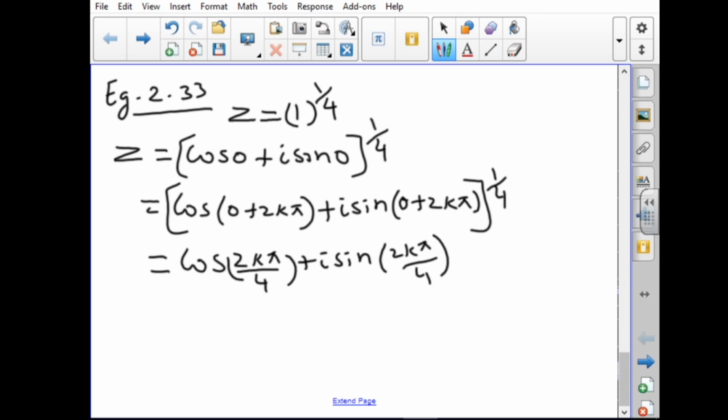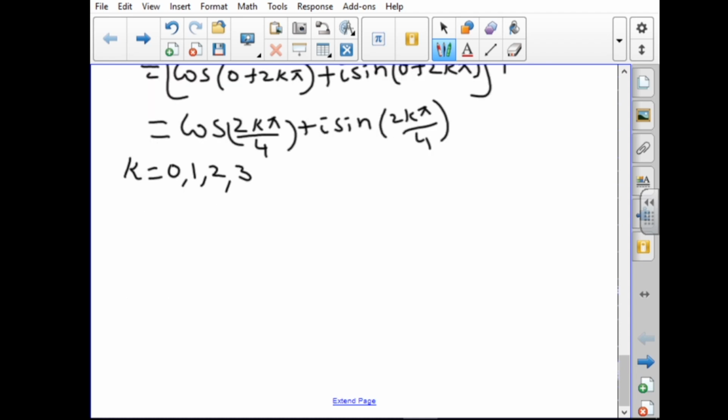So next, last step, put k is equal to 0, 1, 2, 3. Here there are only 4 roots, therefore it starts with 0: 0, 1, 2 and 3. So now give values for k. When k is equal to 0, we get cis 0. So cis 0 is cos 0 plus i sin 0, which is equal to 1. Then when k is equal to 1, you substitute, we get 2 will get cancelled.